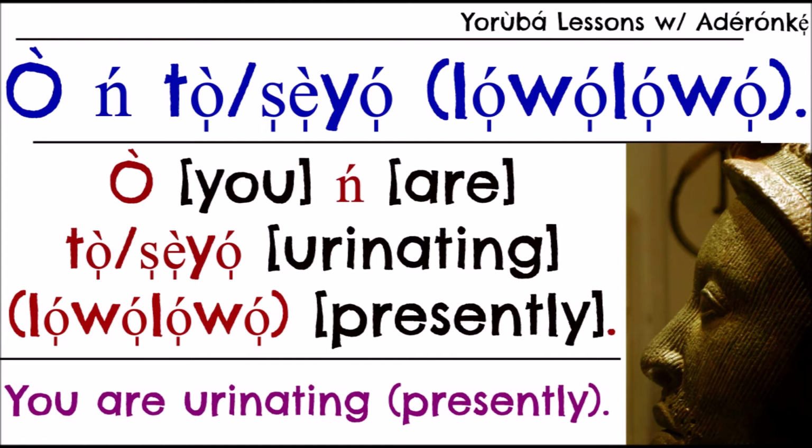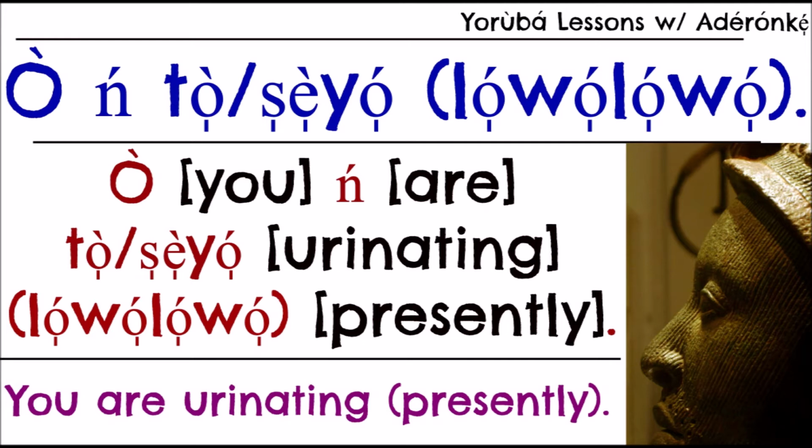On sheyo. If you don't include lower, it could still be you are urinating. So don't worry if you ever forget to include lower, or it's just not necessary whenever you use it. On top, on sheyo, o is you, and it could be is, and it could be are. Don't worry so much as to when is it is, and when is it are. That is English stress. Don't stress it. It's just in this case, because it's you, it would be are. You are urinating presently. Unto lowo, unsheyo lowo.